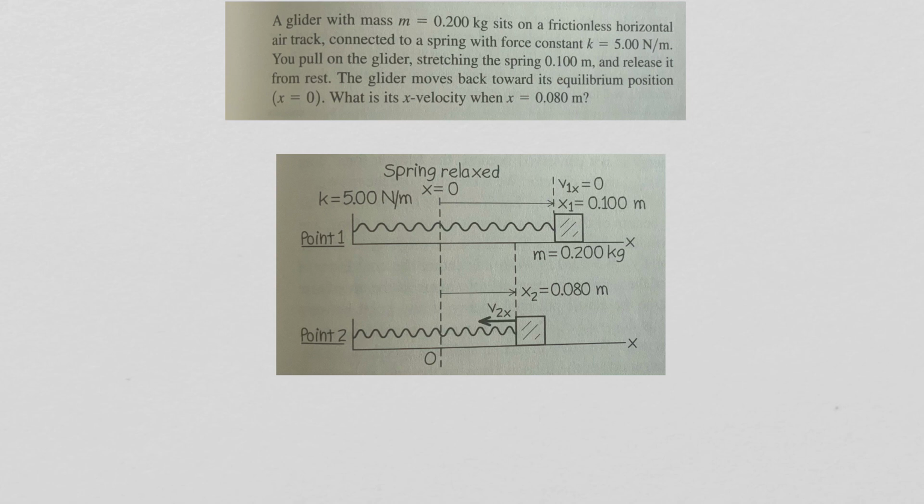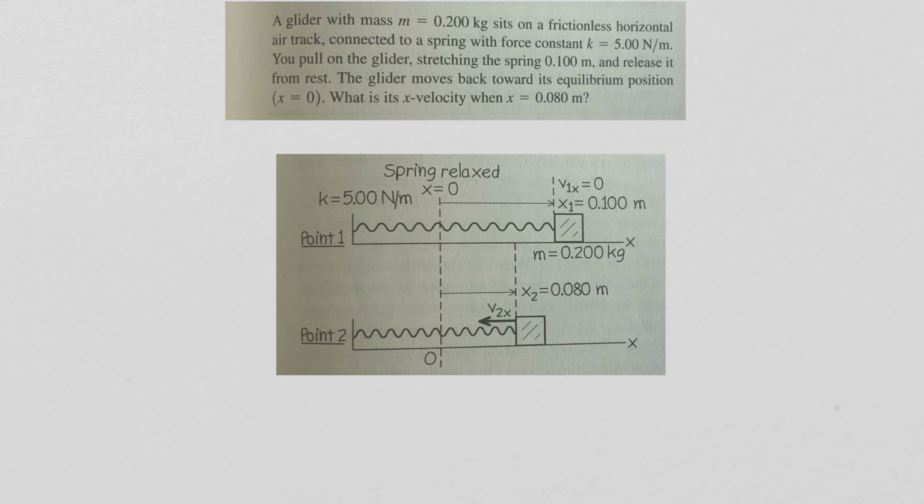The glider moves back towards its equilibrium position. The question is, what is the x velocity when x is equal to 0.08 meters? So here is the sketch of the situation. The glider is pulled 0.1 meters from equilibrium, then it's released. What's the velocity of the glider when it is 0.08 meters from its equilibrium position?